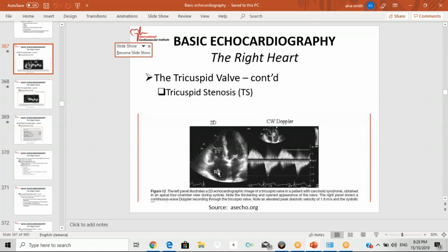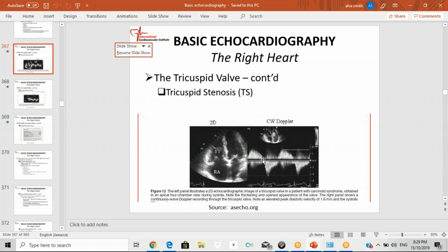So when we talk about tricuspid stenosis, again, you can get this with, a typical thing is carcinoid syndrome, and the valve will be fixed in place. It will be thickened and fixed in place. So you're going to get not only tricuspid stenosis, but you're going to get tricuspid regurgitation. And the Doppler will reflect that.